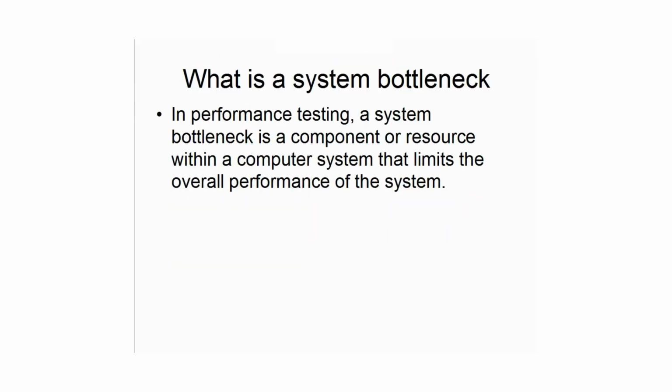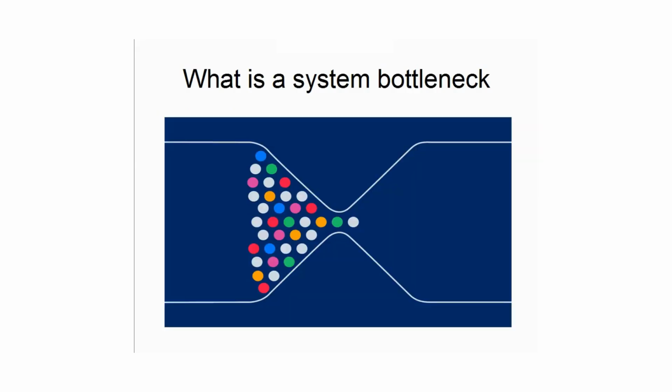And we have a very important term, the system bottleneck, and it is very often used in performance testing. A system bottleneck is a component or resource within a computer system that limits the overall performance of the system. And this is an image of a system bottleneck.